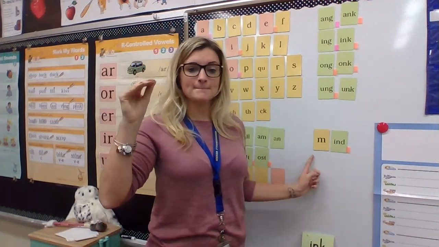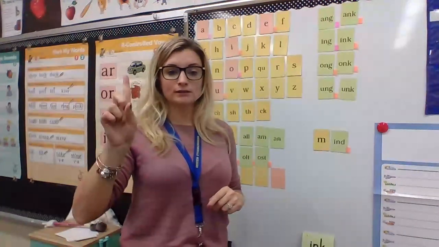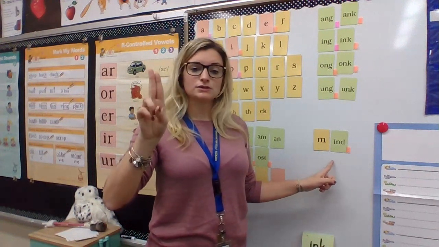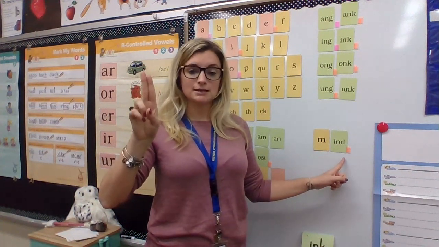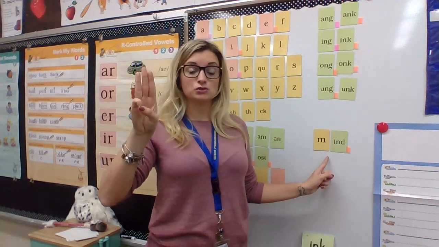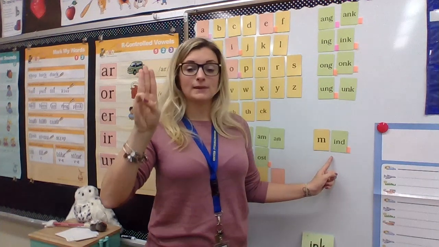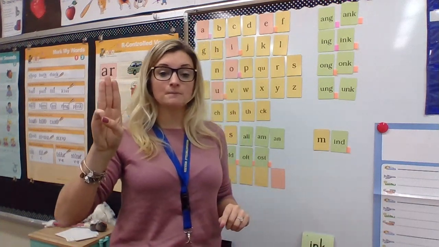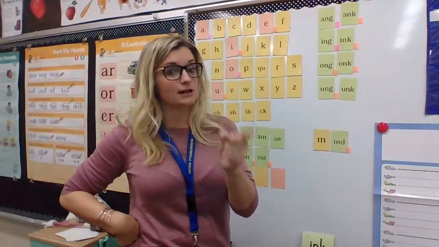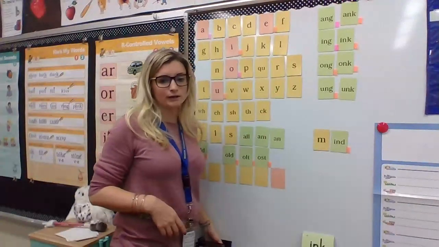Mind. All right, let's look at those 3 rules. Rule number 1, does it have one vowel? Yes, it does. Rule number 2, is it followed by a consonant? Yes, it is. Rule number 3, does it make that short vowel sound? I. Nope, it makes that long sound. It says its name. So that means it is not a closed syllable, but it's a closed syllable exception. Okay, it's a rule breaker.